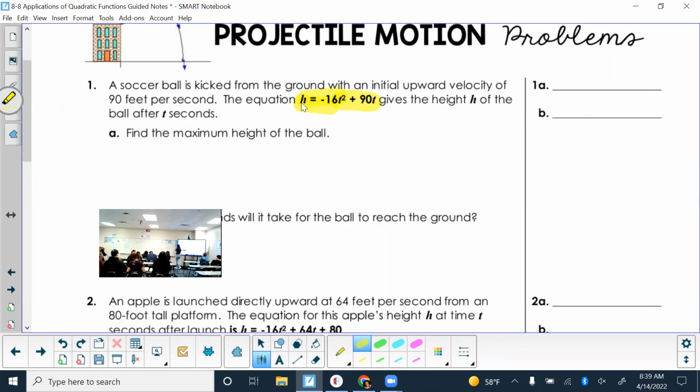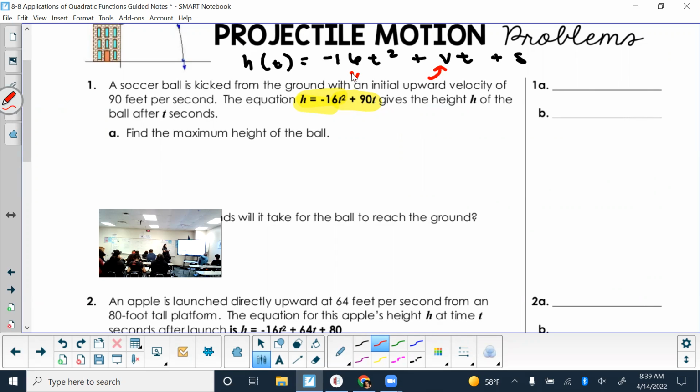So on the board, I wrote the equation. I decided I'll give it to you. You can also write it on your notes. That the standard equation for projectile motion is h of t equals negative 16t squared plus bt plus s, where b is your velocity and s is your starting height.